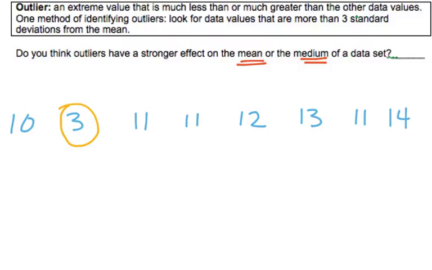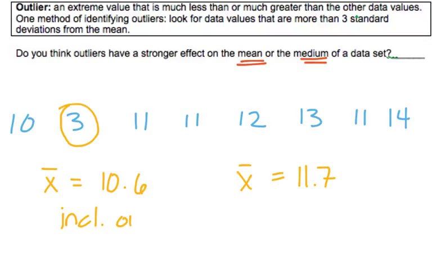If we look at our mean with the outlier and our mean without the outlier, including our outlier, we get 10.6, and without the outlier, it's 11.7. So you can see it does throw off the mean. Let's see what it's going to do to the median.